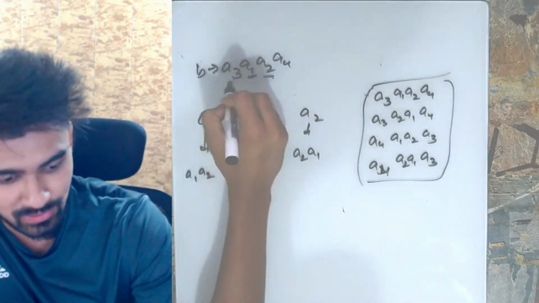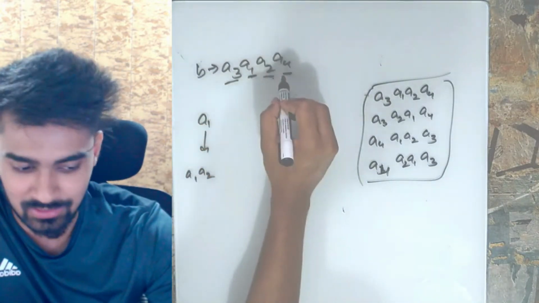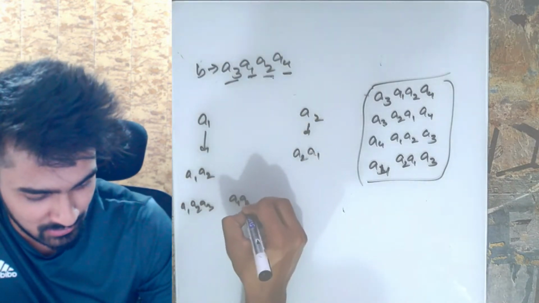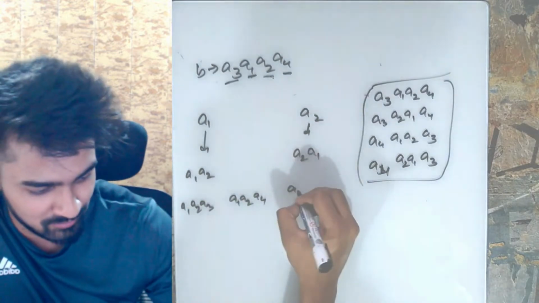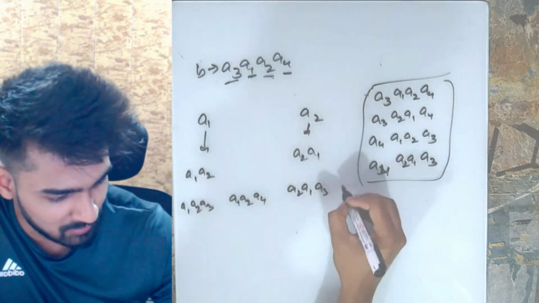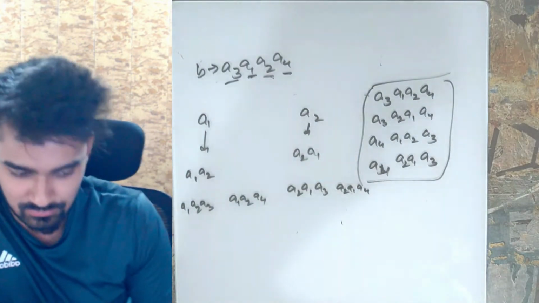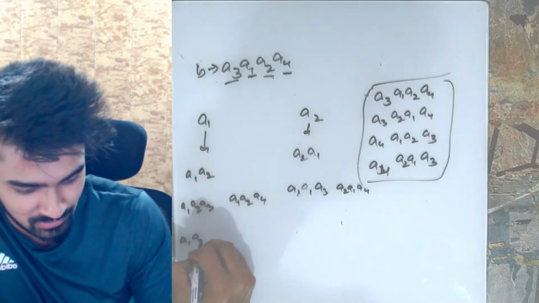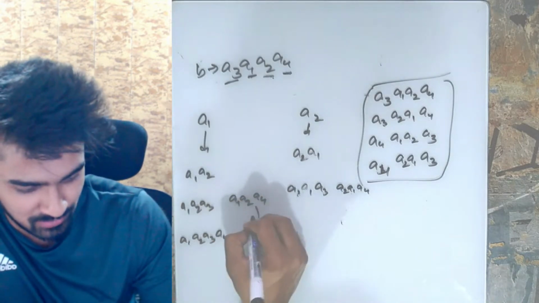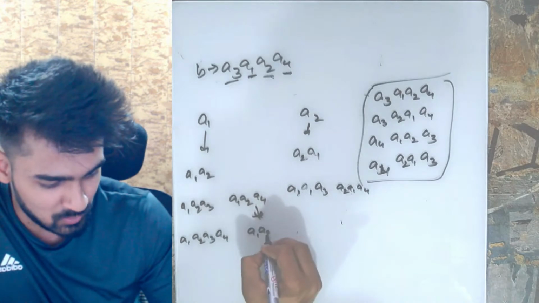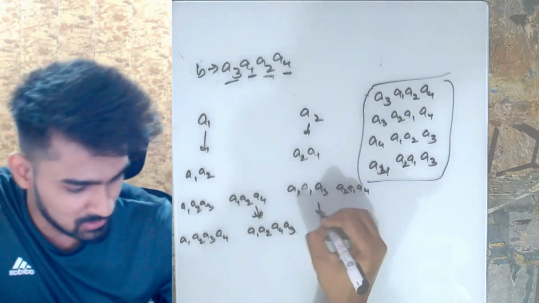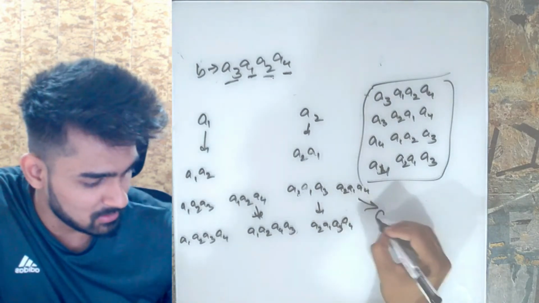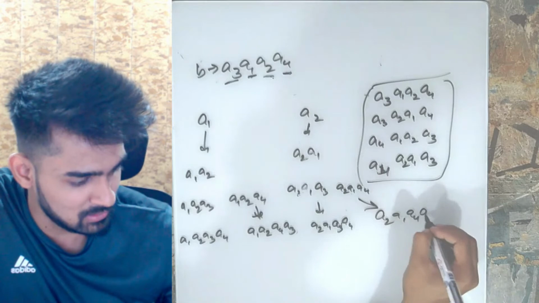Then we are left with A3 and A4. So we could either take A3 or A4. So we have A1, A2, A3, or we have A1, A2, A4. Similarly, for this one, we have A2, A1, A3, or we have A2, A1, A4. Then we are left with the last value only. So this will make A1, A2, A3, A4. This will make A1, A2, A4, A3. This will make A2, A1, A3, A4. And this will make A2, A1, A4, A3.